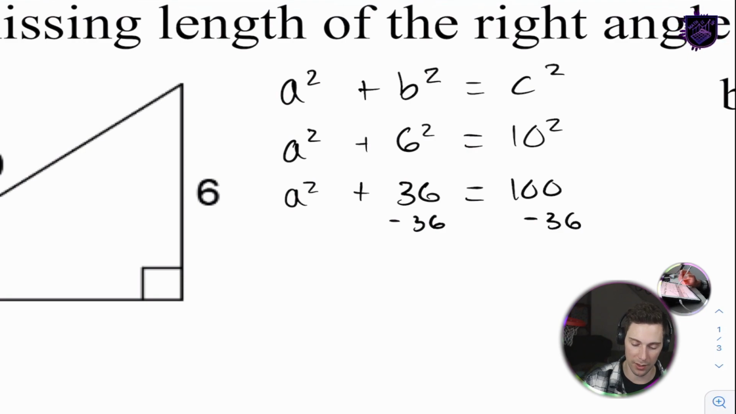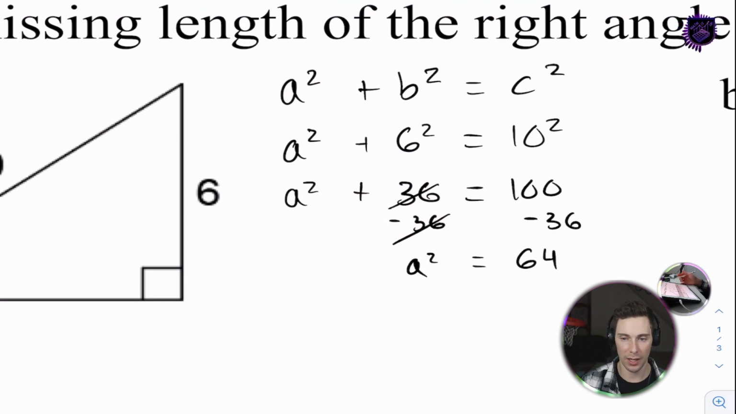On this side, when you add, let's talk about that. When you add 36, we're going to add 36 and then subtract 36. When you add it and then subtract it, it goes back to 0. So it's really like we've done nothing there. But when you do it to the other side in balance, it changes. So we're left with A squared is equal to 64.